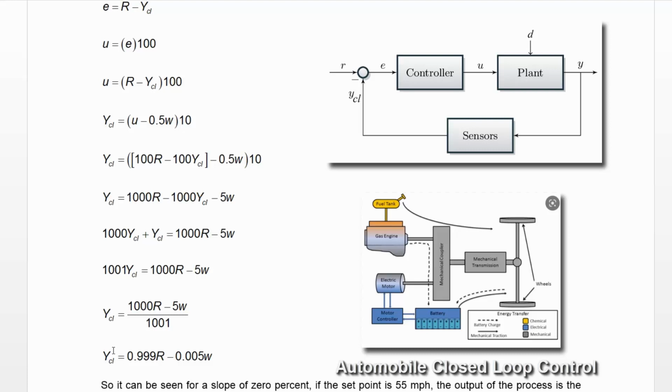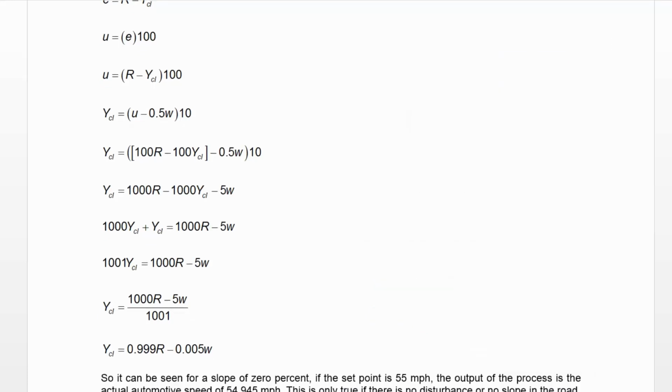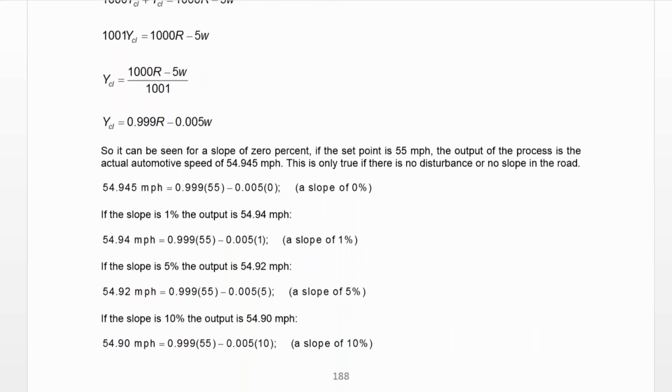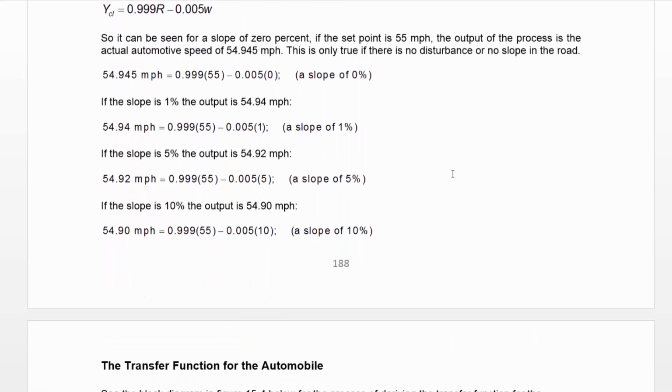So the output speed equals 0.999. When we divide this, we get 0.999 times the set point minus, divide by 1,001, 0.005W. We can just leave it in this form. You can just leave it in this form and use this. So let's go down and look at this. So, like we did with the open loop, let's do the closed loop now.